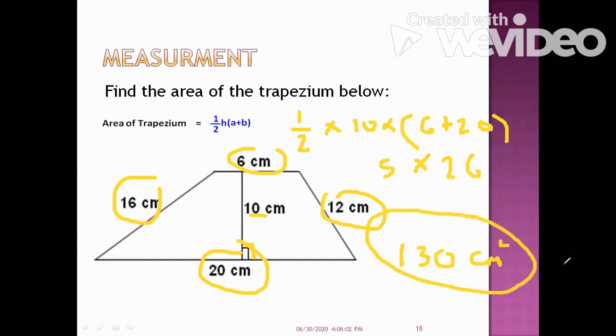Let me run it again. The formula is a half times the perpendicular height. A and B are its parallel sides, so it's a half times 10 times 6 plus 20. So 6 plus 20 is 26. A half of 10 is 5, and 5 times 26 is 130.